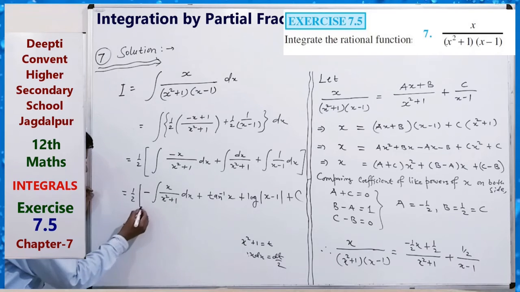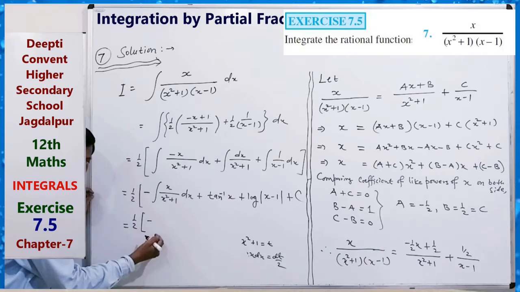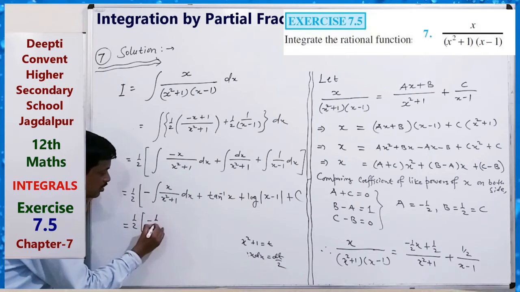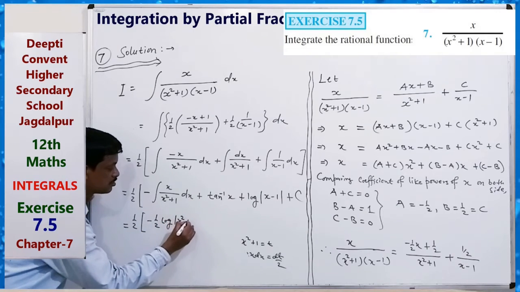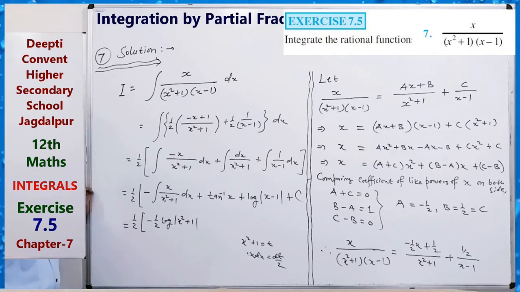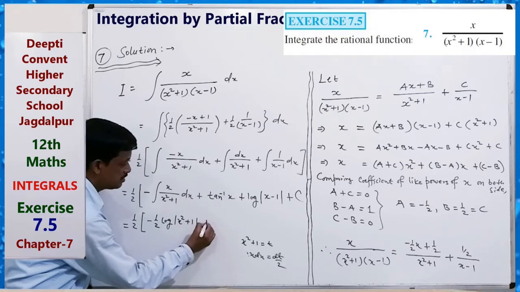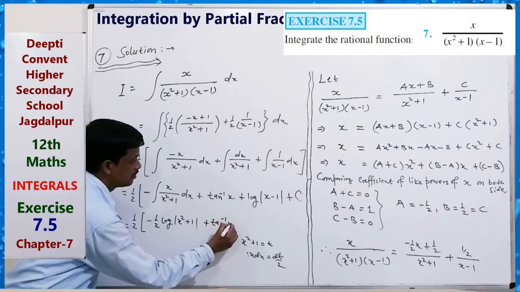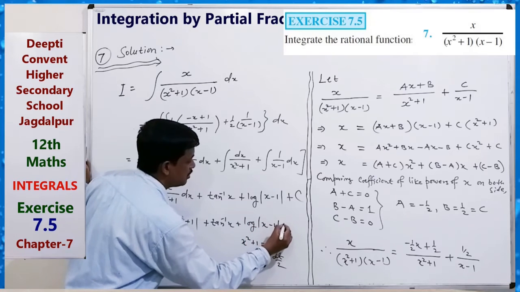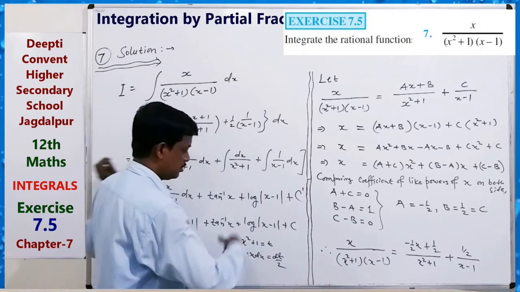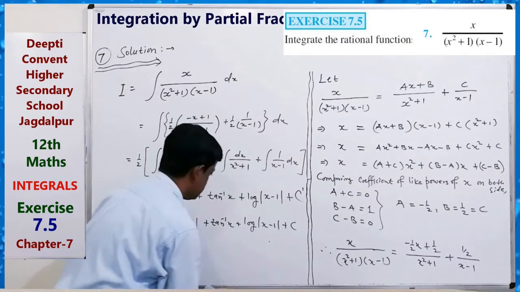So we can get the value like this. Log t divided by 2 means 1 by 2 log of t, and t means x square plus 1. Plus tan inverse x plus log of mod x minus 1 plus c, this is c dash. So after this integral, c can be converted to c dash. Okay, so this is our answer.